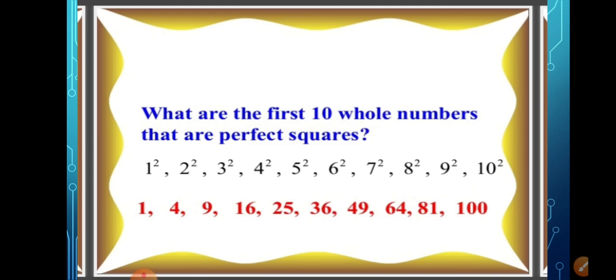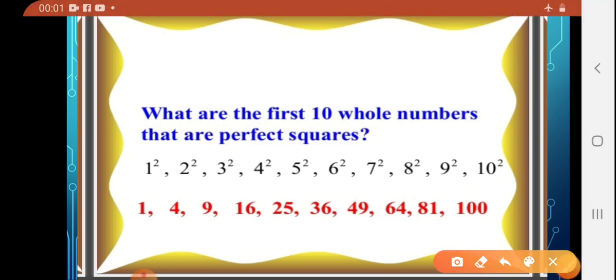Now, what are the first 10 whole numbers? 1, 2, 3, 4, 5, 6, 7, 8, 9, 10. When we square these numbers, we get 1, 4, 9, 16, 25, 36, 49, 64, 81, 100. These are the perfect squares, which are the squares of the first 10 whole numbers.